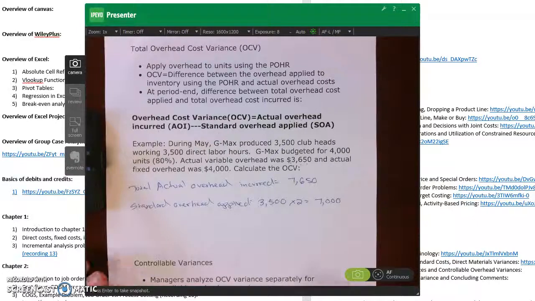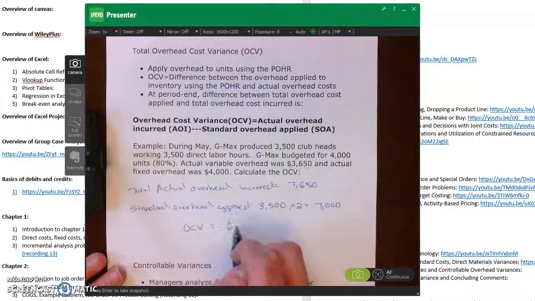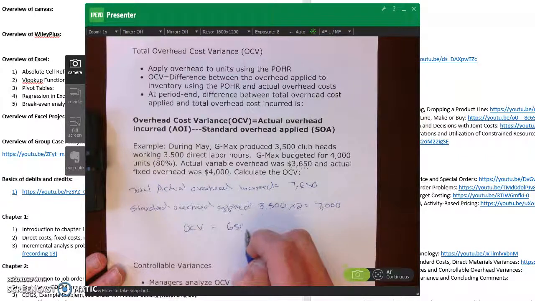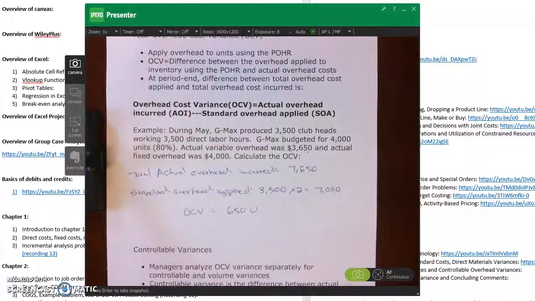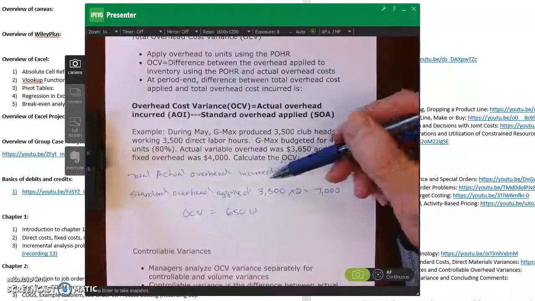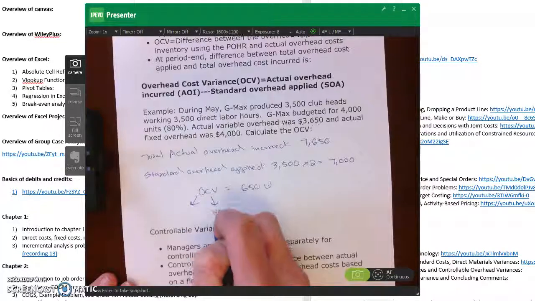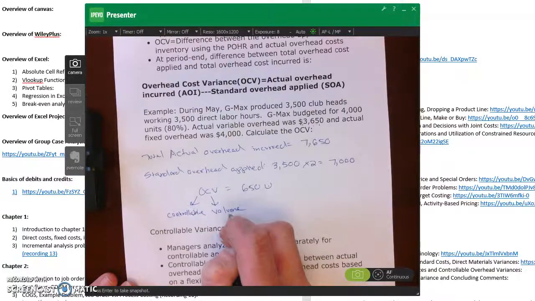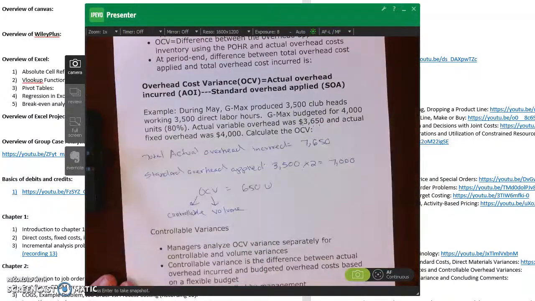So the total overhead cost variance would be equal to the $7,650 minus the $7,000, and that would be unfavorable because actual is more than standard. Now the problem with this total overhead cost variance is that some of it can result from volume, and some of it can be controllable. Some of it is because we had more or less volume than we thought. In this case, we had less, because we thought we were going to be at 80%, but we're actually at 70%.